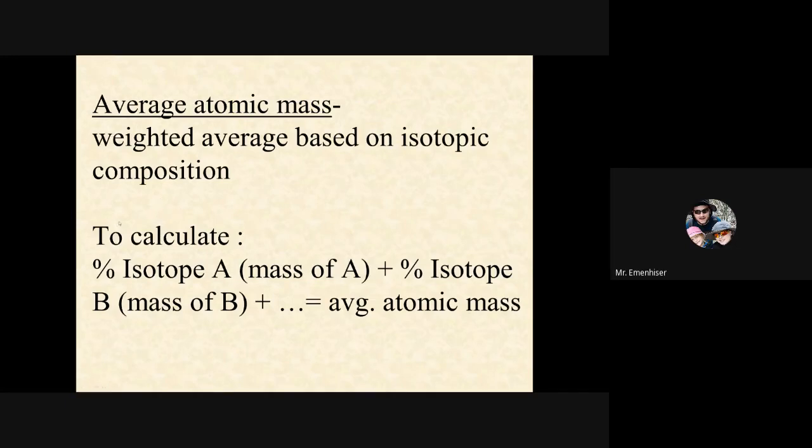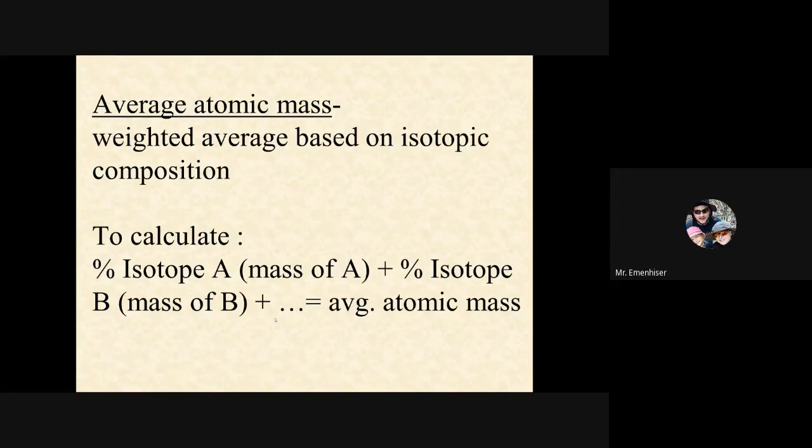The way that we calculate this is percent isotope A times the mass of A. Remember that percent has to be as a decimal. So if it's 90%, what I'm going to put in this equation is 0.9. I'm not going to put 90. Okay? So make sure it's represented as a percent out of 100, the number itself that you put in the equation. Times the mass of A plus isotope B times the mass of B, and so on. You continue to add the percent of the isotope times its mass for every isotope that you have. And then that will equal your average atomic mass for that element.